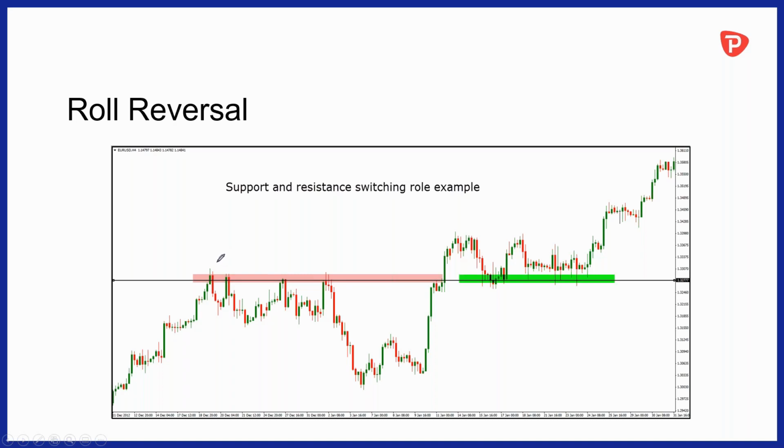But effectively, we have that multiple resistance, that 1, 2, 3, of course, 4 touches. The break happens, and then that resistance becomes support. Again, this is a 4 hour, but it doesn't matter. It could be a 5 minute. It really doesn't matter. That's the type of thing you're looking for. Multiple touches means that was a significant zone, and it generally is respected on the pullback.